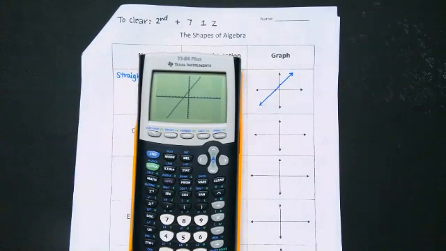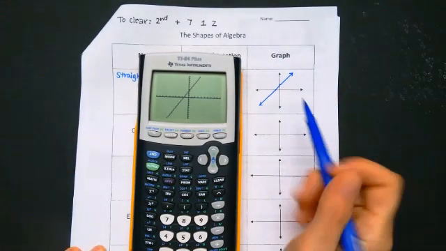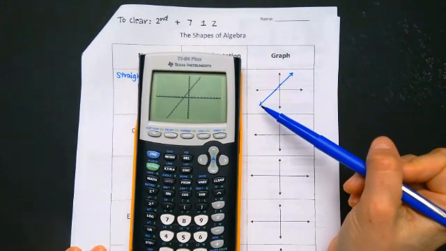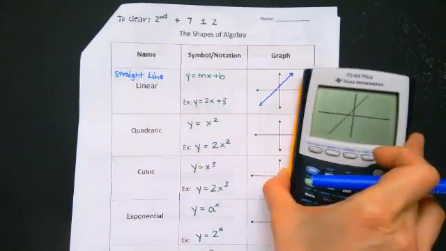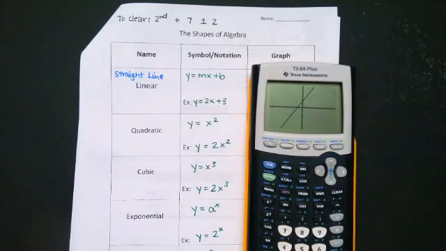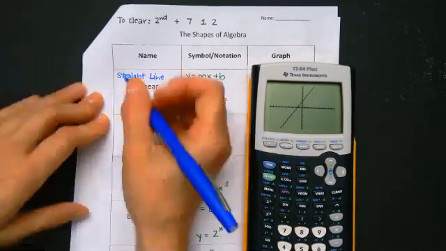Now, a linear graph can go any direction. This one just so happens to go from left to right up. It can travel down as well. The other thing that we want to make sure we get when we're doing this is a table. You'll be asked to do tables quite often. So we're going to put this under here.